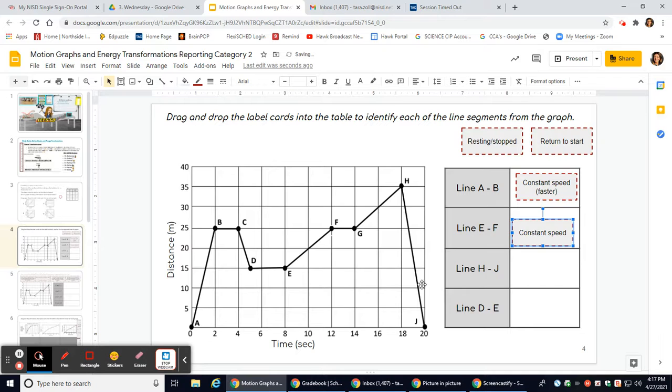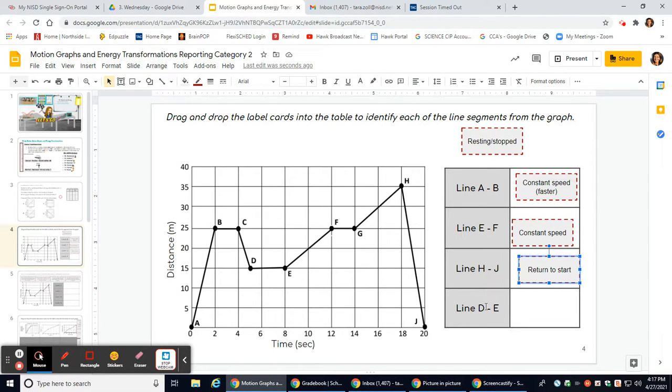From H to J, this means you're going back to where you started. So it's returning to the start, because here you're leaving your starting position. But when you go back that way, you're returning to your start position.